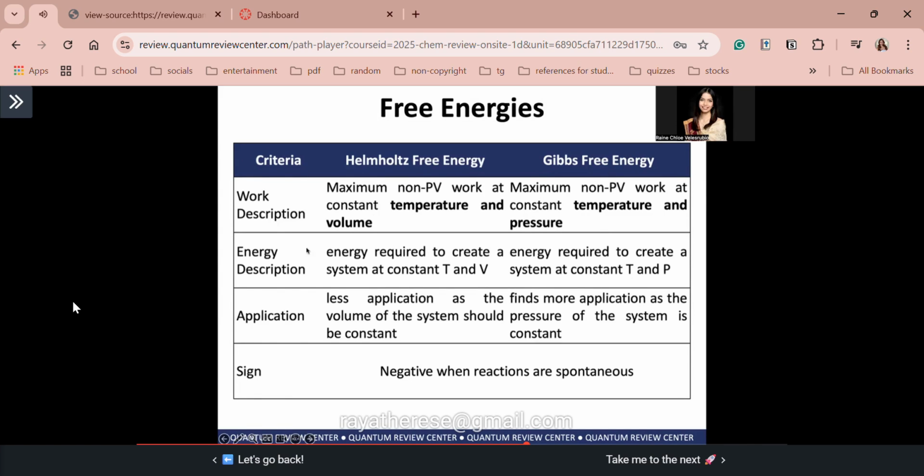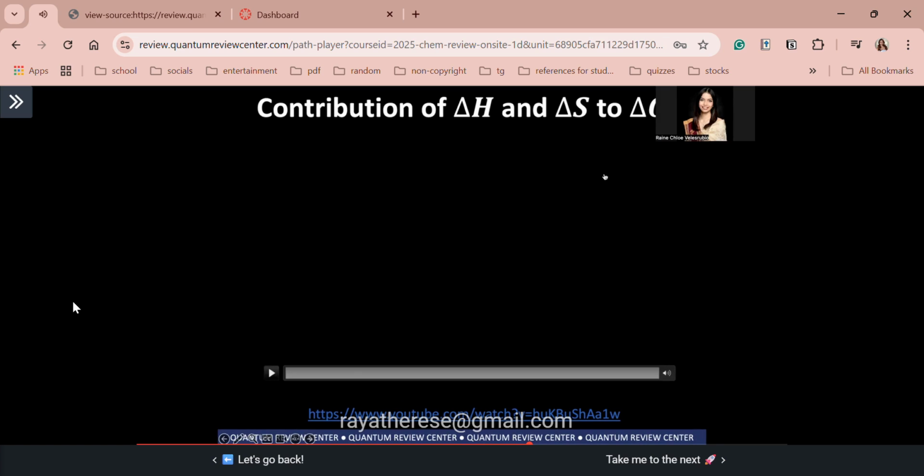So again, as I said earlier, Helmholtz, less applied siya because kailangan mong gawing constant ang volume ng system. And this is harder, right? In real life situation, it is hard to keep the volume of the system constant. However, Gibbs free energy, lagi to or mostly to ginagamit sa lab, sa experiments, right? Because it finds more application because it's easy to make a system have a constant pressure, okay? And in general, guys, dapat negative ang sign sila when reactions are spontaneous, okay? So guys, please watch this video to further understand the contribution of delta H and delta S to our Gibbs free energy.